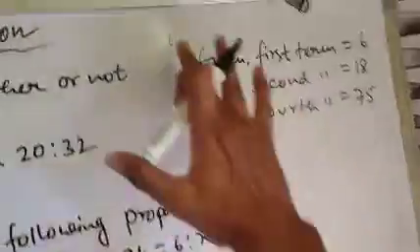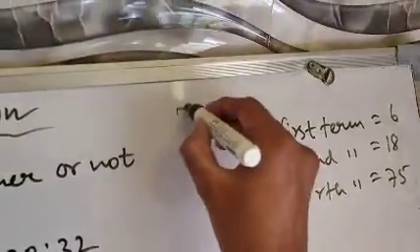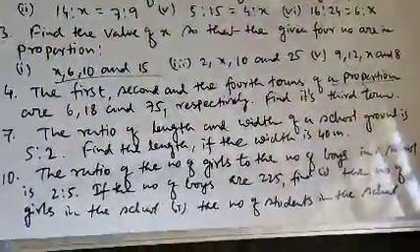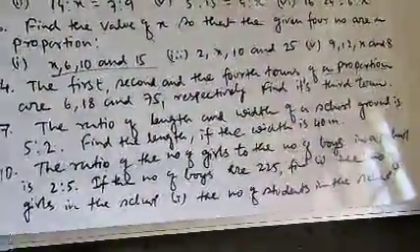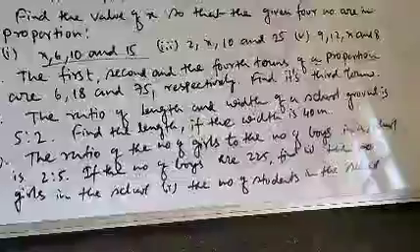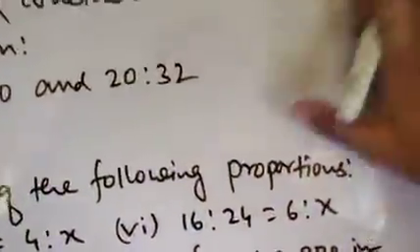Question number 7 says the ratio of length and width of a school ground is 5:2. Find the length if the width is 40 meter. So it is a length and width question.